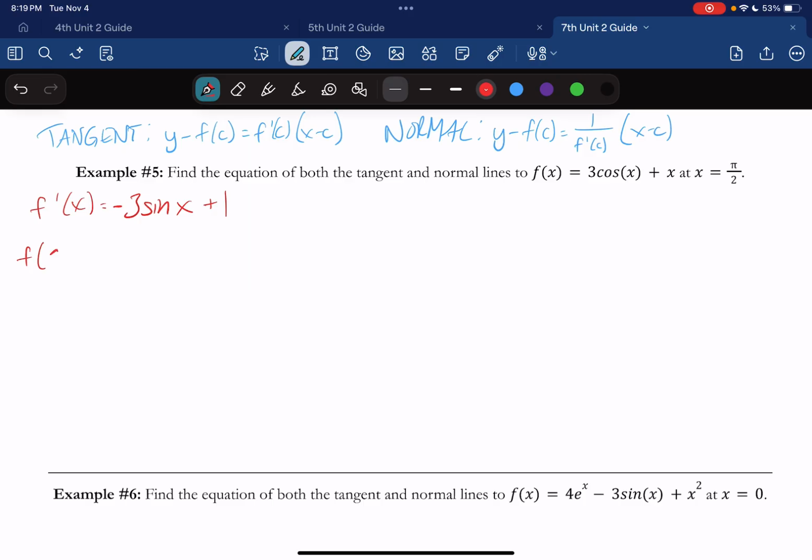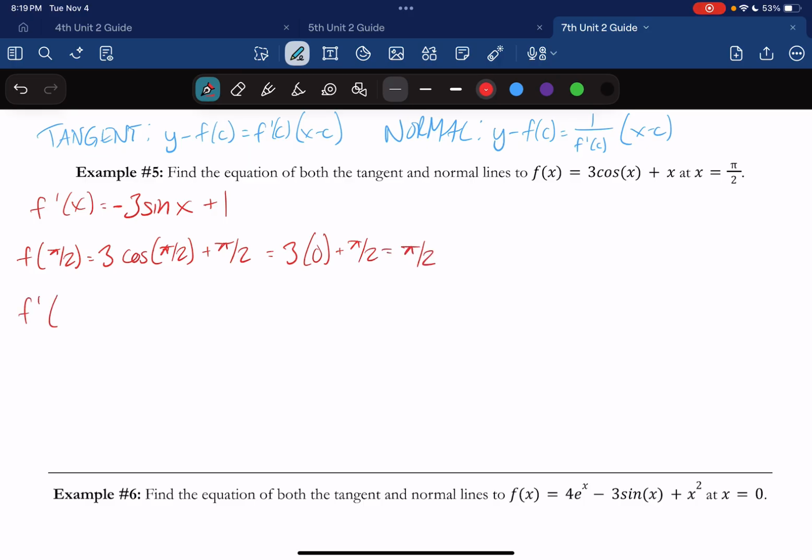So I'm going to do f of pi over 2. So this gets me 3 times the cosine of pi over 2 plus pi over 2. So then I'm going to go ahead and evaluate this. So 3 times the cosine of pi over 2, which is 0, plus pi over 2. 0 plus pi over 2 is pi over 2.